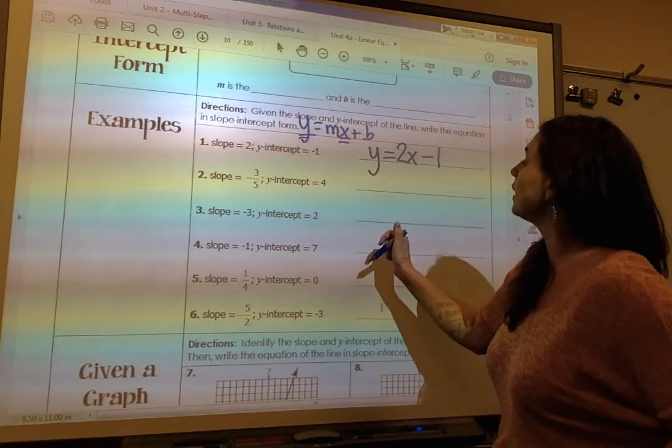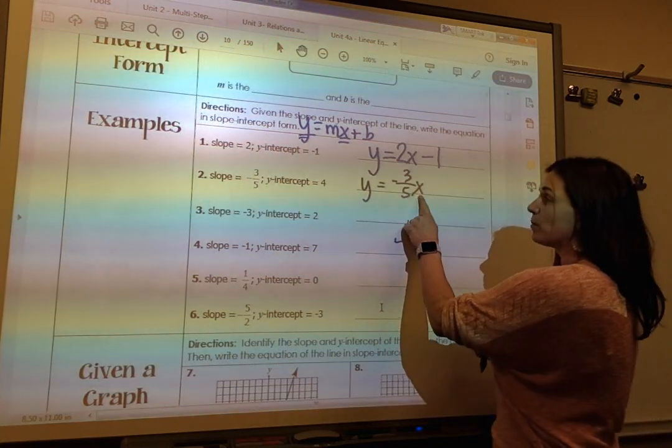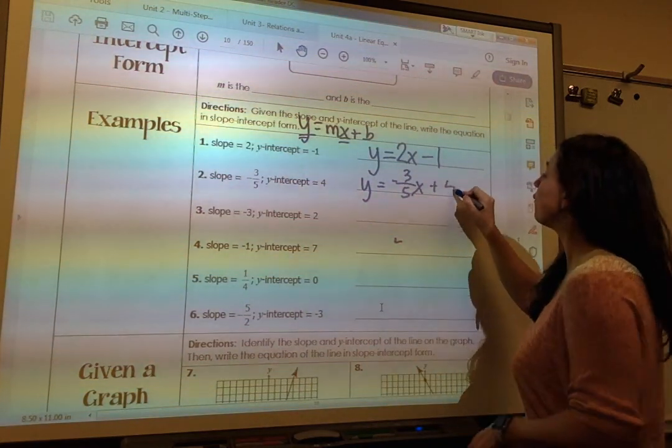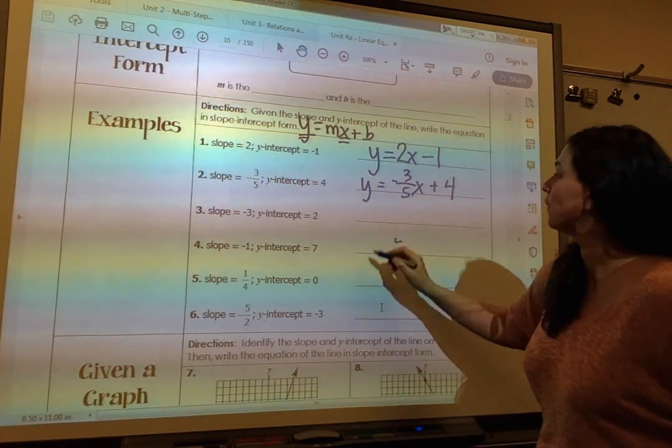So when I go down the line here, it's going to be y equals negative 3/5 x, because my slope is my coefficient, plus 4. My beginning point is 4, positive 4. So let's see if you can fill these in.